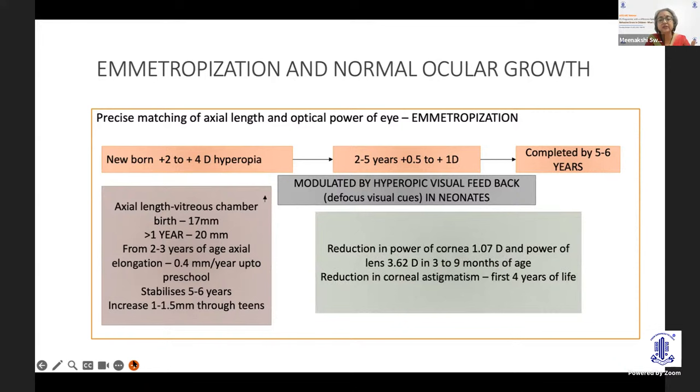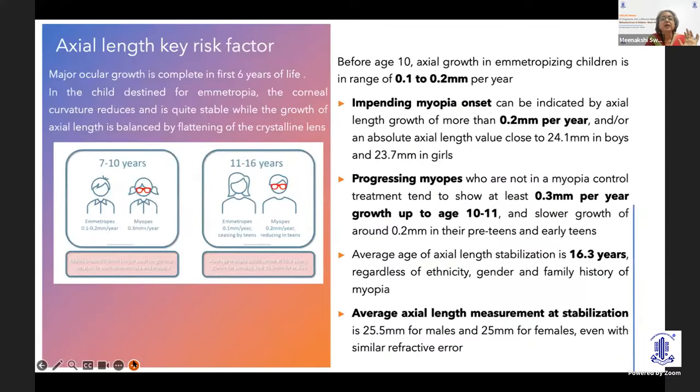Not only does the axial length increase, there is reduction in the power of the cornea and the power of the lens. And there is reduction in corneal astigmatism in the first 4 years of life. The kids are born with very steep corneas, and slowly this flattens out. Okay. Now, let's talk a little bit more about axial length.